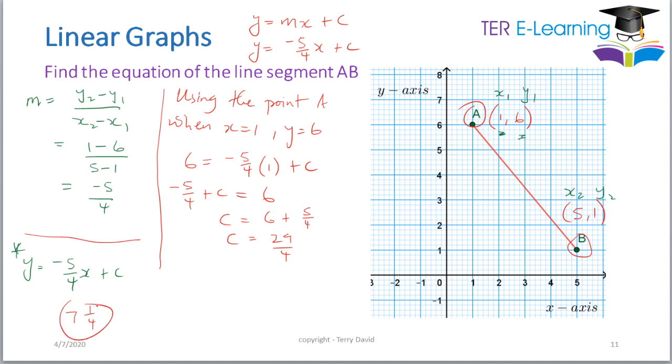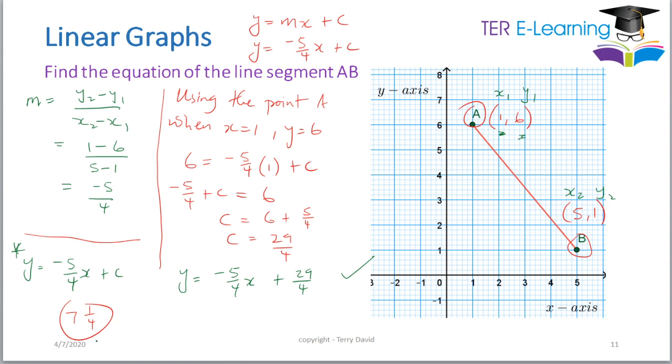Try not to use this. Don't use this. So what we can say, the equation of the line now becomes y equals minus 5 over 4 x plus 29 over 4, right? So this here is my answer.